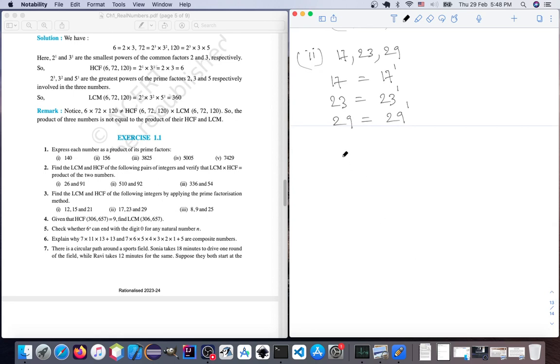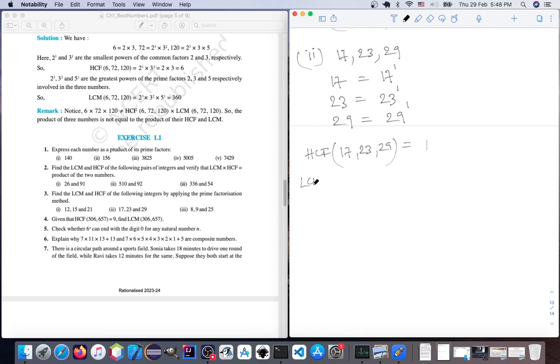So HCF of 17, 23, 29, we write down the common. Now we don't have any common prime factor, so if there is no common prime factor between two positive integers a and b, the HCF is 1. No common prime factors, so the HCF will be 1.